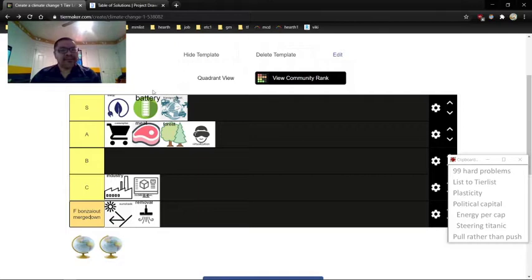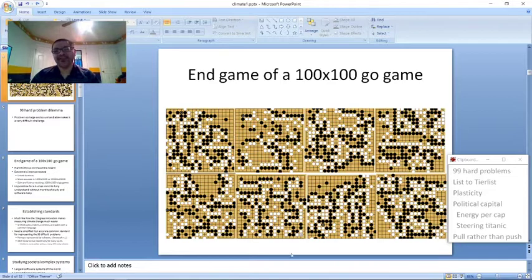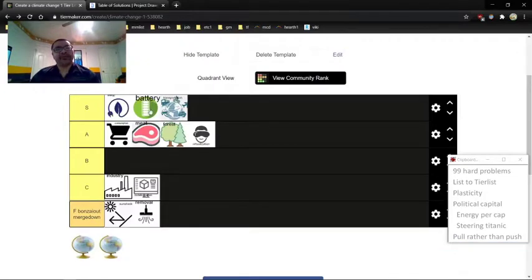Also, if an item that's nested is important enough, like the battery technology category, which is nested under energy, but since it contributes so much to this 100 by 100 Go game, we take it out and we move it to the root of the tree, so to speak.